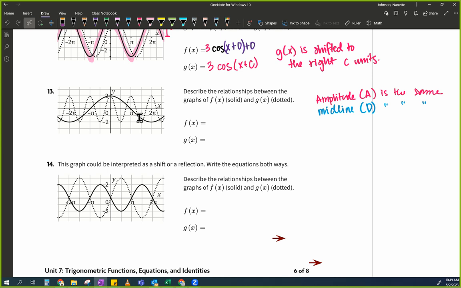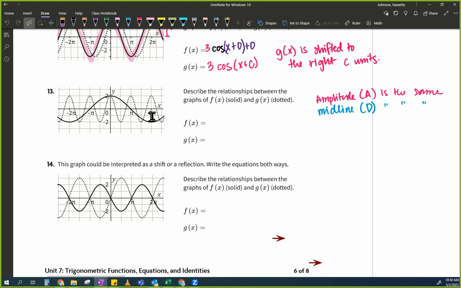Then we have a phase shift. Now these two letters, B and C, kind of depend on how you see this. So I'm going to describe to you how I see this. The solid line I still see as cosine because it starts at the top, middle, low. It goes off the graph, middle, high.